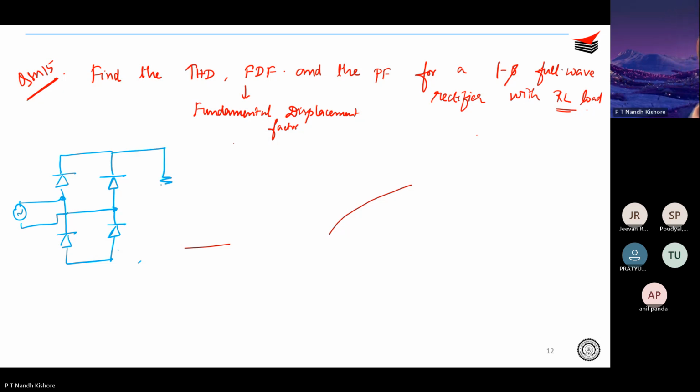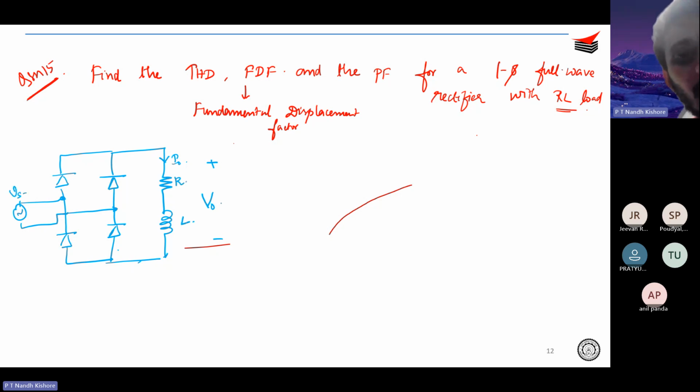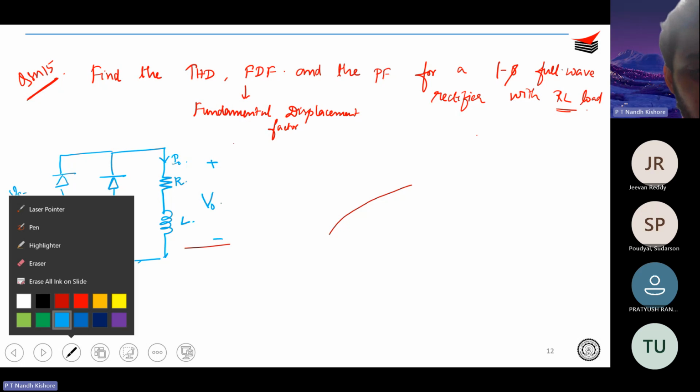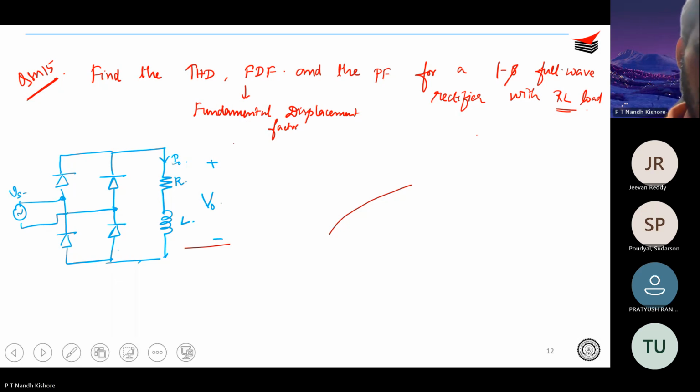Right? Correct? It's your I naught, V naught, R and L, and it's your Vs. Okay. So we just need to find out the voltages, and then you are done. So let's draw the waveforms.